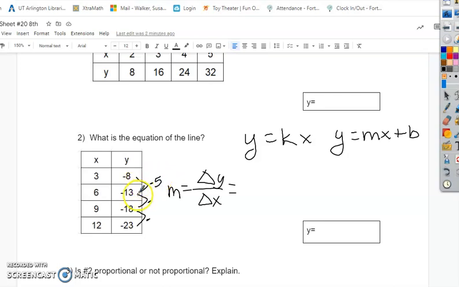So this is going down by 5. This is also down by 5 and down by 5. So that is change in y. Over here, change in x. What's that? You're going to put that right here. That's your job.